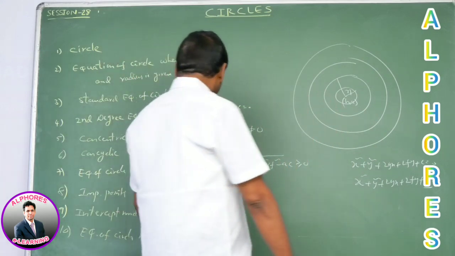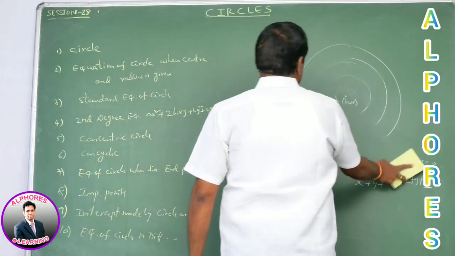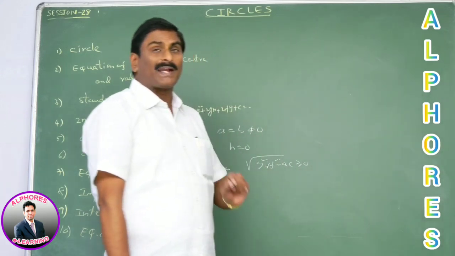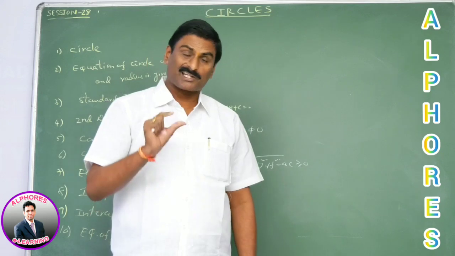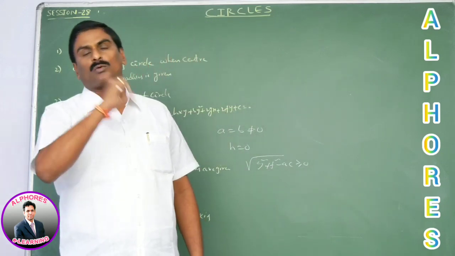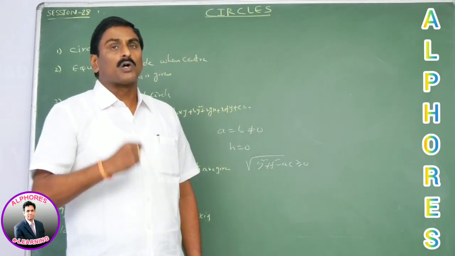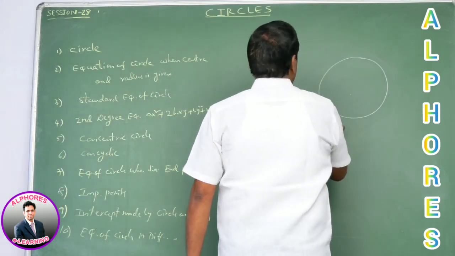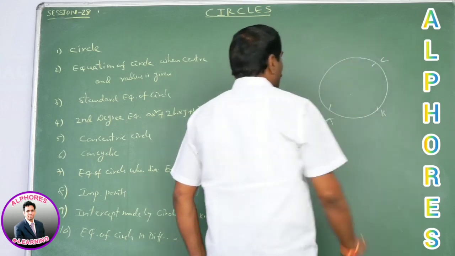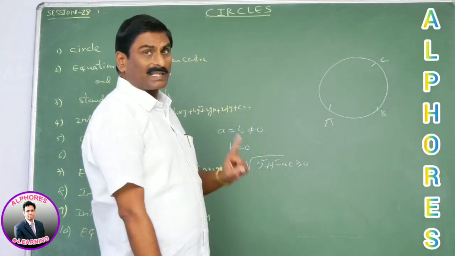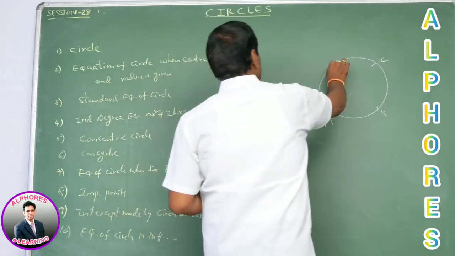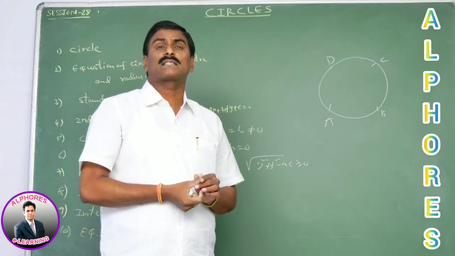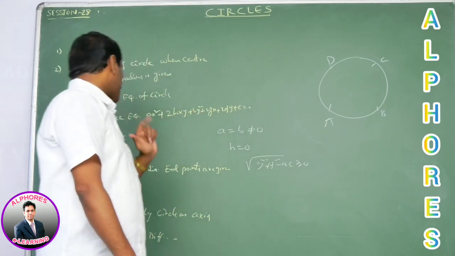Next, concyclic points. For constructing a circle, 3 non-collinear points are required. Suppose A, B, C are 3 points; a unique circle can be drawn through these points. Suppose D is another point on the same circle. Then A, B, C, D are said to be concyclic. If 4 or more points lie on the same circle, then they are said to be concyclic.